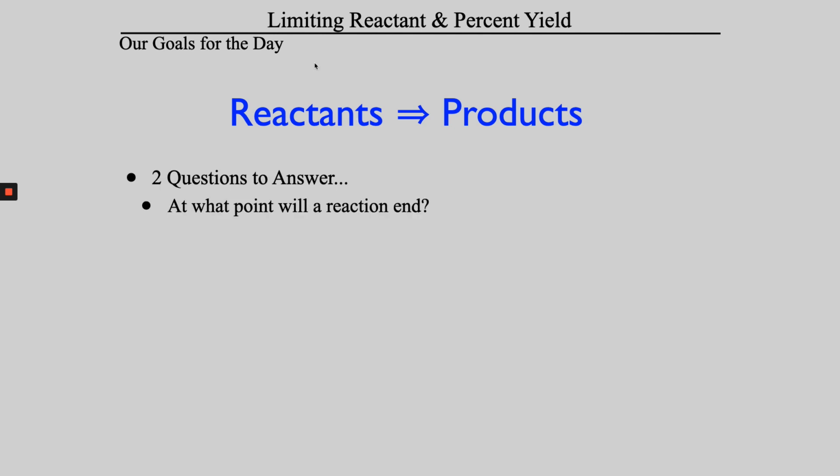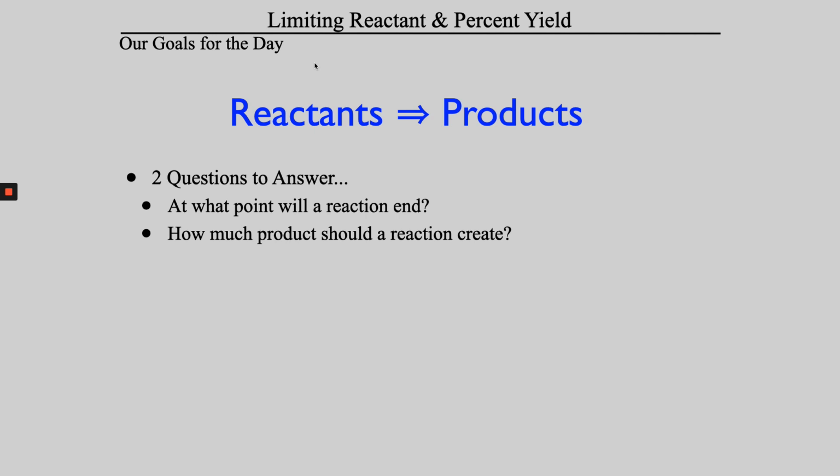Number one is this: at what point does a reaction stop? Guys, that's going to be question number one. At what point does a reaction end? And you're going to find out the answer is when we run out of limiting reactant. Then, guys, question number two is this: how much product should a reaction make? And the answer to that is percent yield.